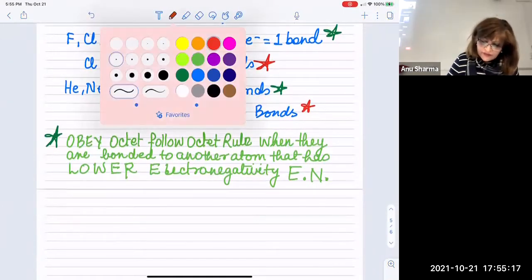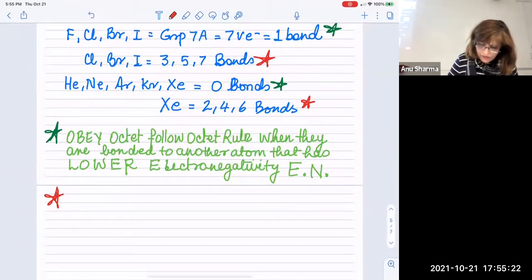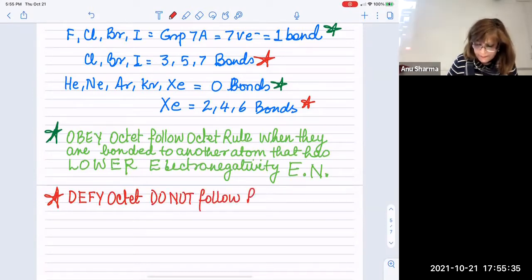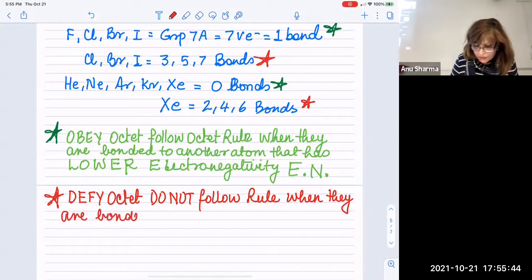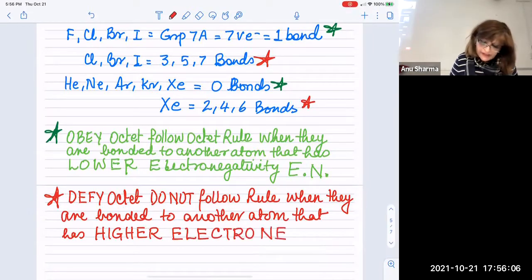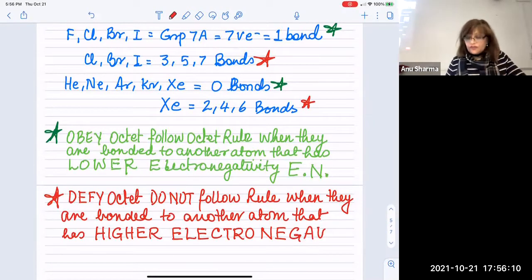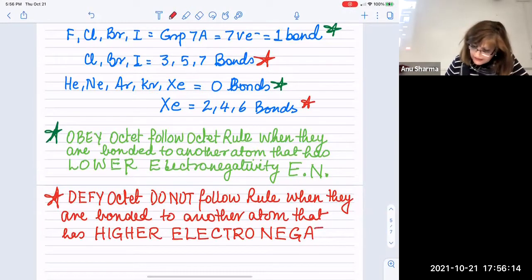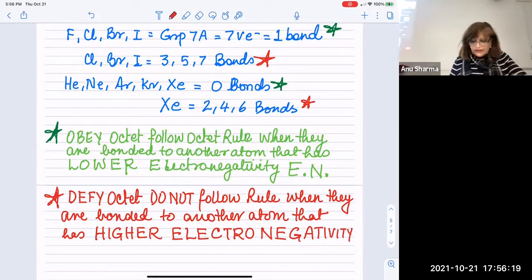But when they are red star, it means they defy octet, that they do not follow the octet rule. And when does that happen? That happens when they are bonded to another atom that has higher electronegativity. Generally, these are in the case of polyatomic ions.